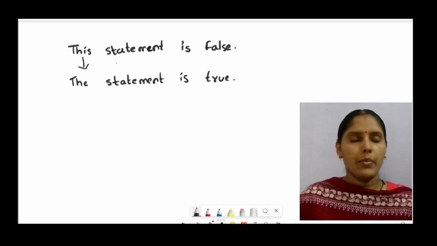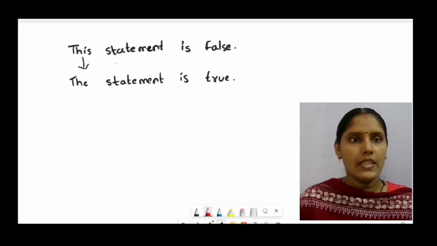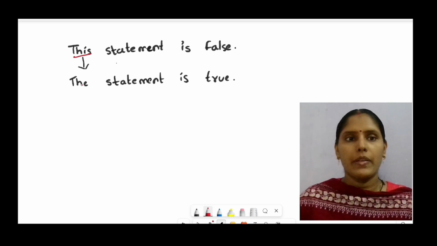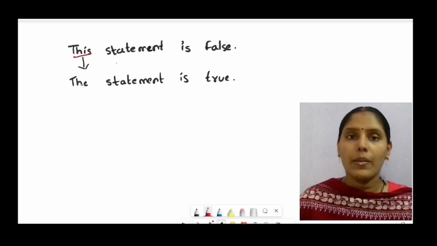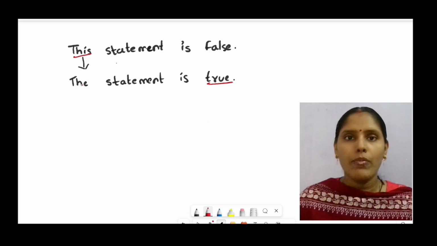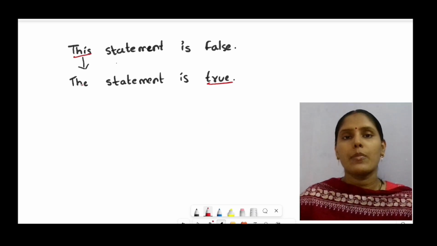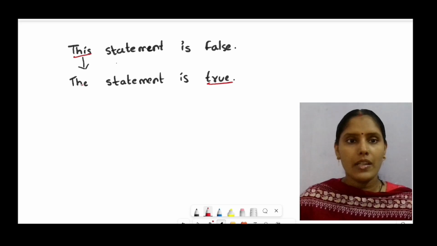Over here, consider two statements. The first: "This statement is false." Here "this" is pointing to the second statement, that is, "The statement is true." The meaning of "this" in the first statement is the second statement, and the meaning of the second statement is that it is true. So apart from the meaning, we have the truth conditions of both the statements. Let's understand whether the statements are consistent or not.